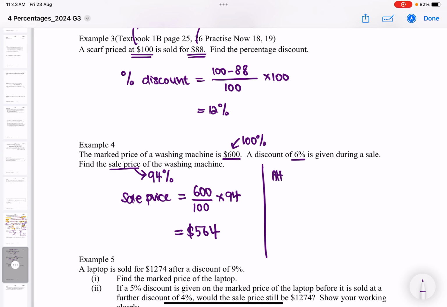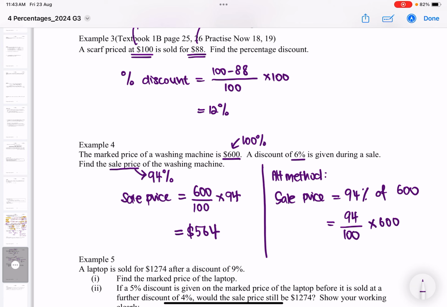Okay, I will also show you an alternate method which is similar, but some of you may have done it this way. So basically, to find the sale price, you need to find 94% of 600. Percentage means 94 out of 100. So you can take 94 over 100 times 600 as well. So this will also give you 564. Again, you can always check your answers. Check whether 6% of 600 is the discounted amount. You take 600 minus that amount. It should give you 564.